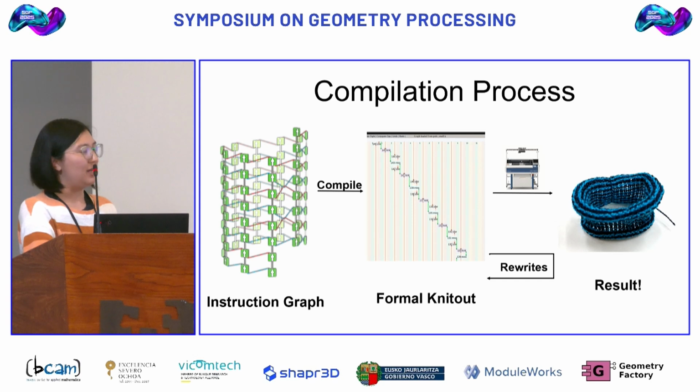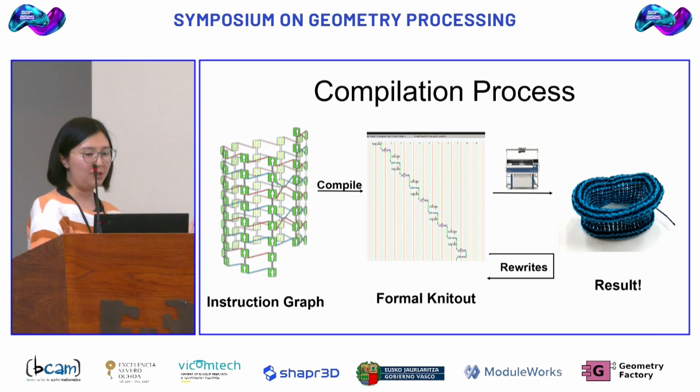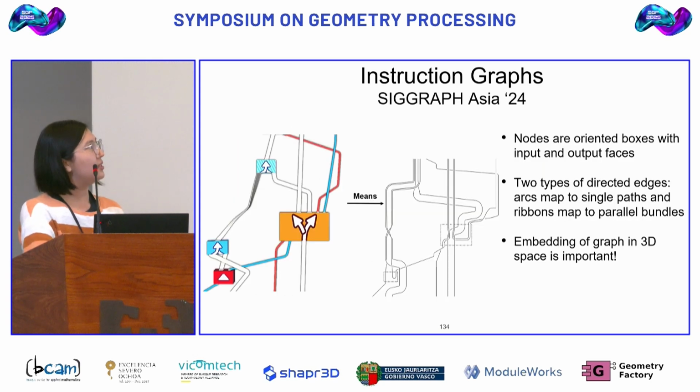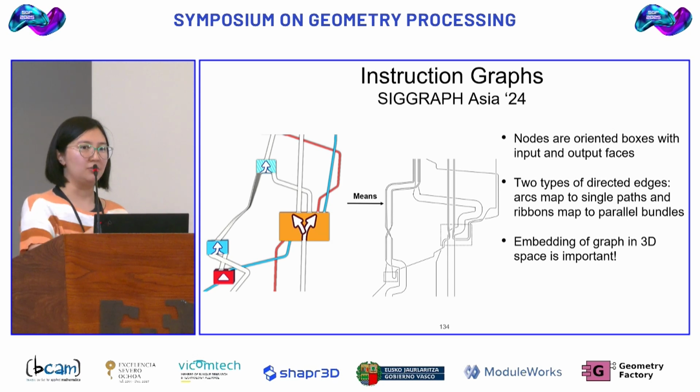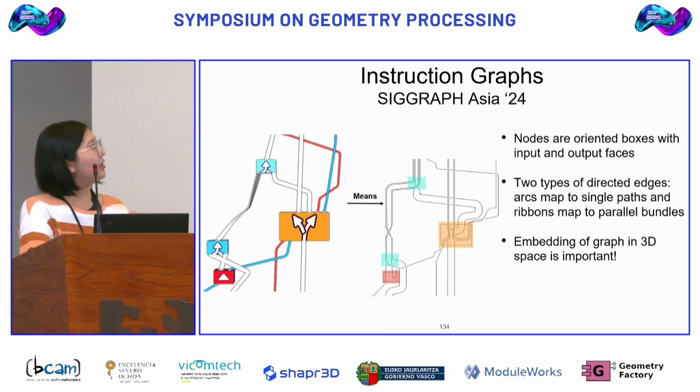And indeed, that is what this new representation called the instruction graph helps with. So this was presented at SIGGRAPH Asia last year, where, similar to the idea of the original knit graph that was brought up before, our nodes are representing stitches very loosely, but specifically these nodes are oriented boxes with inputs and outputs, where what they denote is again a sub-fence tangle. We also have specific types of directed edges that connect our nodes. These represent the routing of the loops and yarns in space.